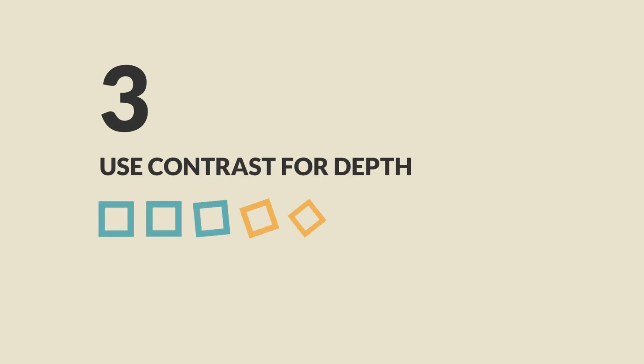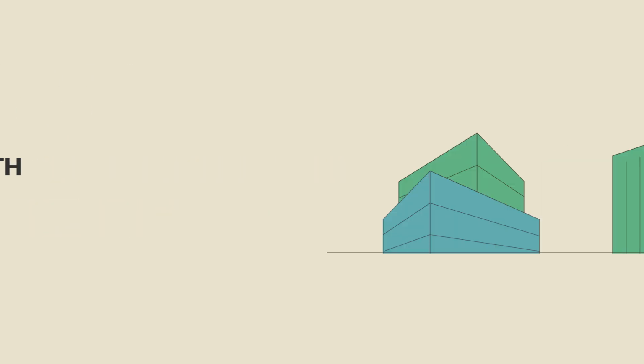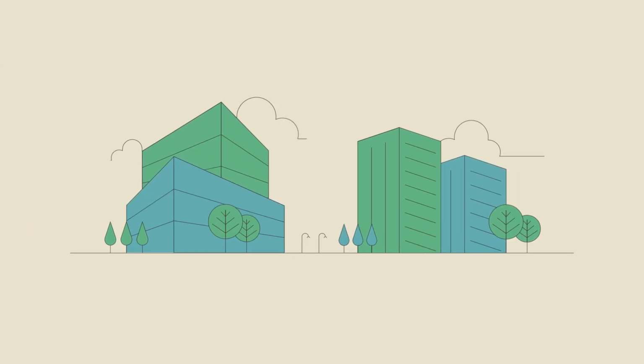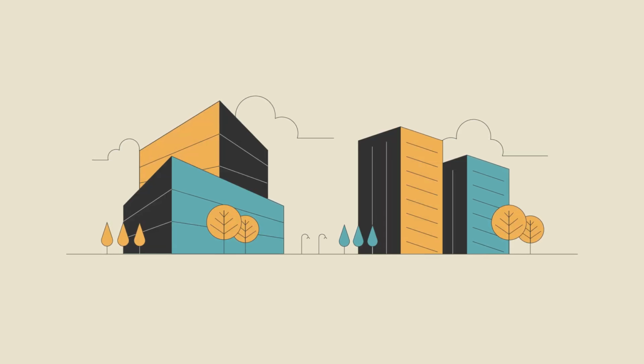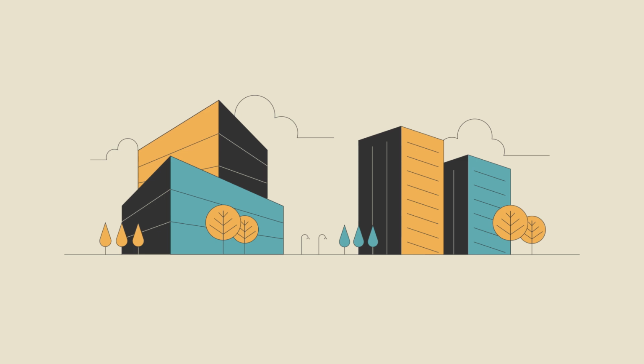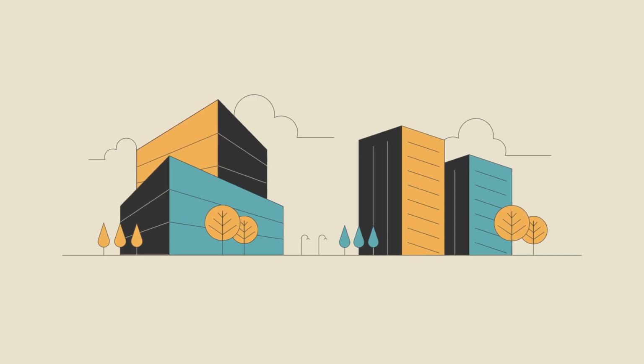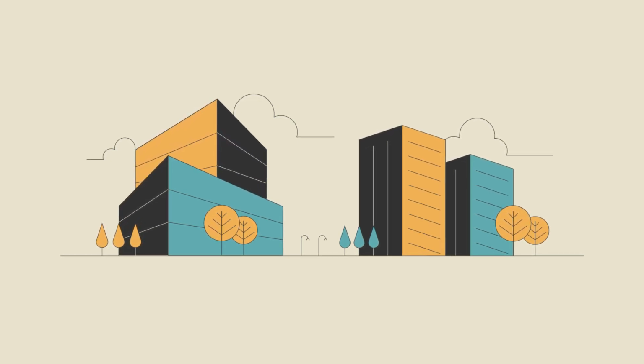Tip number 3, use contrast for depth. You don't need complex perspectives to create depth. Simply add contrast with darker shapes. For example, when illustrating a building, darken one side of it. This creates an illusion of depth and helps your focal elements stand out.